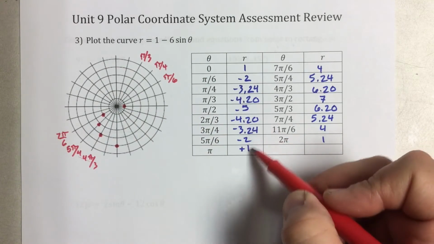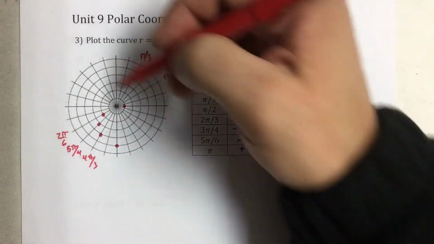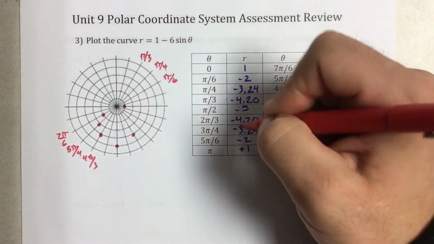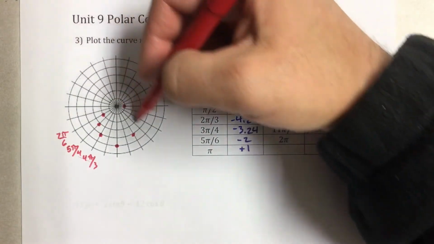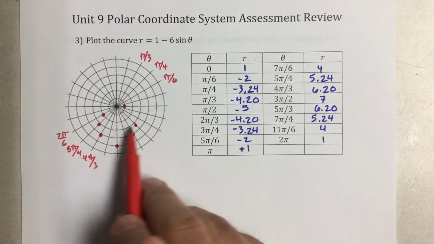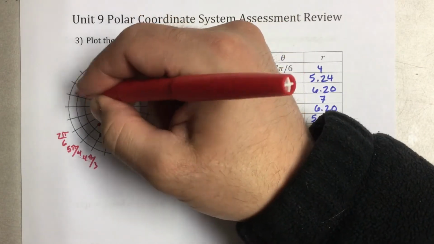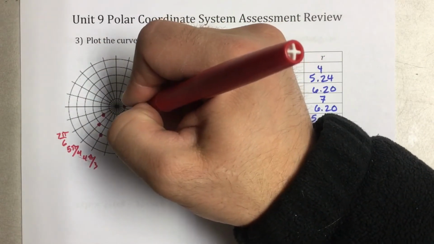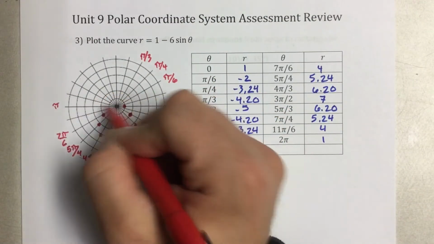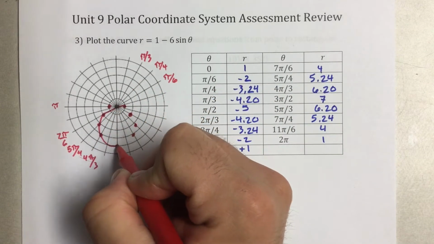Okay, and we start seeing some repetition. So at 2 pi over 3, so that'd be here, we would have, again, negative 4.2, so right here. And then at 3 pi over 4, we have negative 3.2, so that would be, well, here. I'm looking at the other side and just kind of matching it up, really. And then we have negative 2 for 5 pi over 6. Okay, and then at pi we have positive 1, that's towards pi. Okay, so right now we have this portion of our curve.